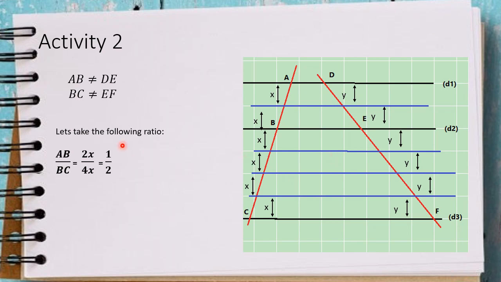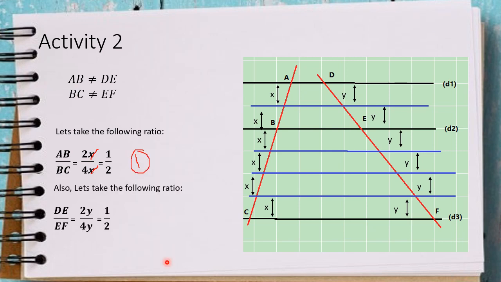Now let's take the ratio AB over BC. AB, as we said, is x and x, so AB is 2x over BC, which is 4x. Why? Because x plus x plus x plus x is 4x. Then we can simplify x and x, and we can simplify by 2, dividing by 2 and by 2, so our answer is 1 over 2. So this is our first equation.